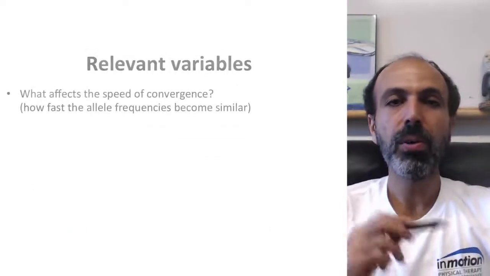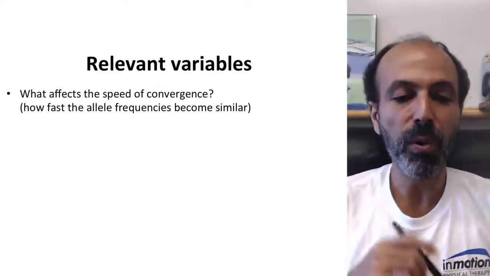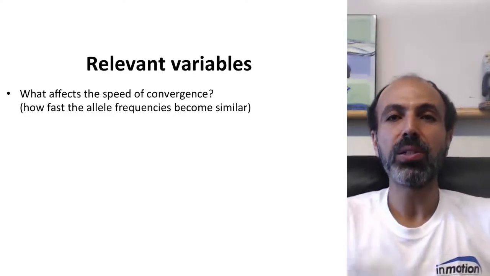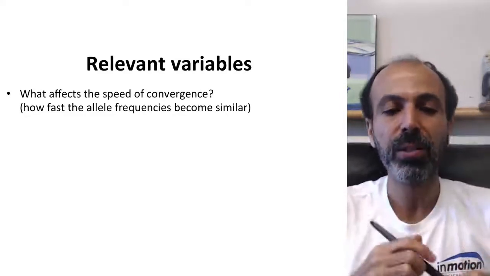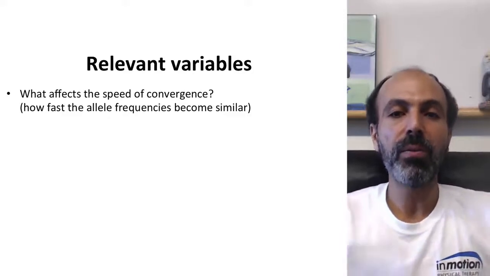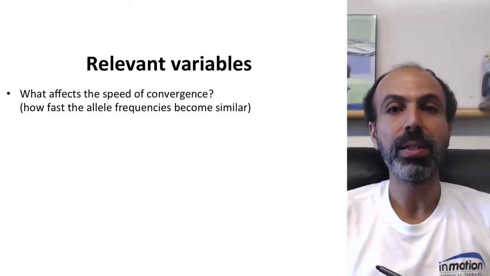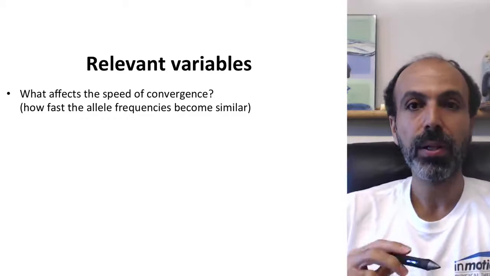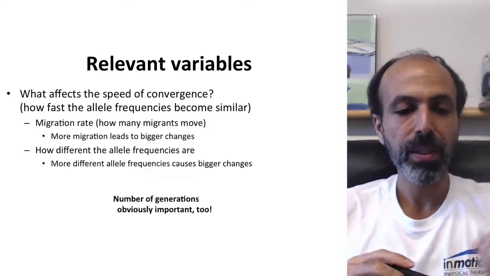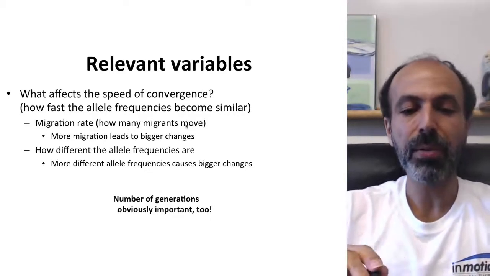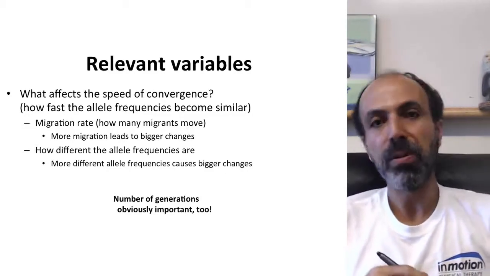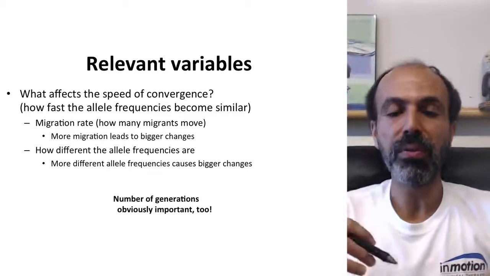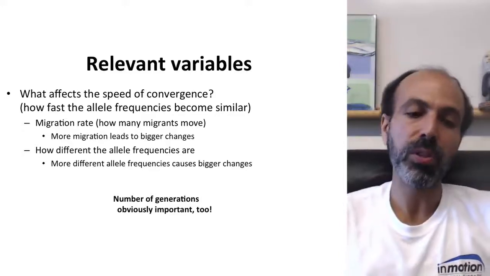Now, what are the relevant variables? Essentially, what affects how fast we see this convergence, either in the continent-island model of the island arriving at the continental value, or in the island model of all of them coming to the same allele frequencies? How fast do they become similar? Well, there are two parameters. The first is migration rate, how many migrants move. In the previous examples I showed you, it is about 1%. If you have more migrants, they would converge even faster. If you have fewer migrants, it would converge even slower.